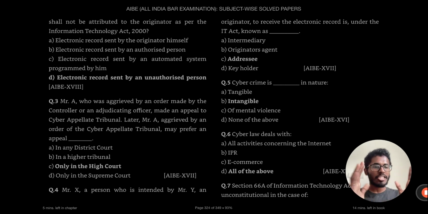Is it tangible or intangible? Tangible means something which you can touch and feel. In cybercrime, can you touch and feel? No. In cybercrime, it is something called intangible, which you cannot touch and feel.